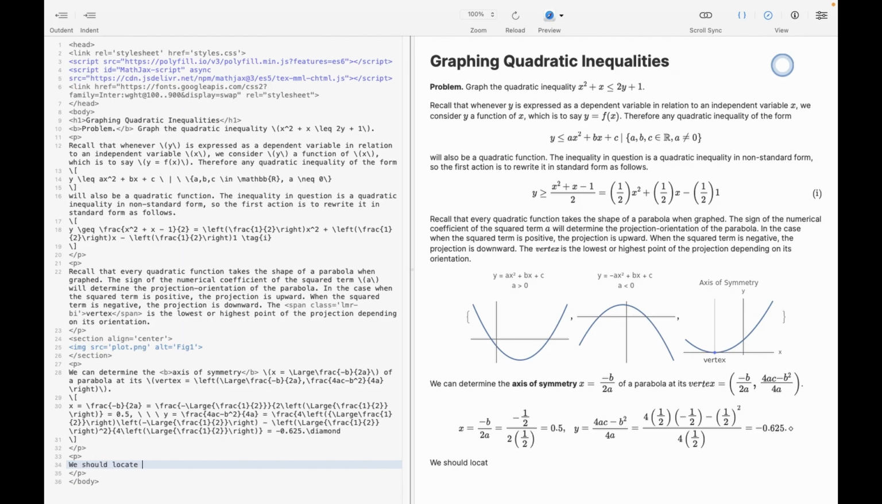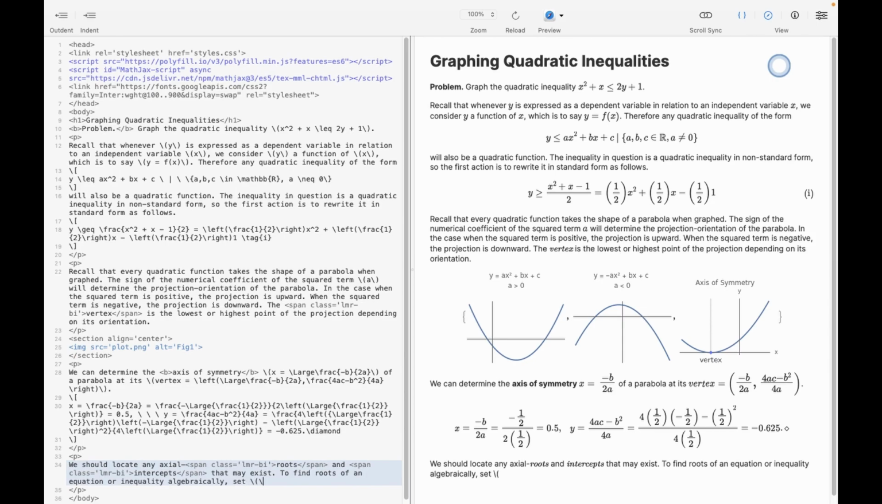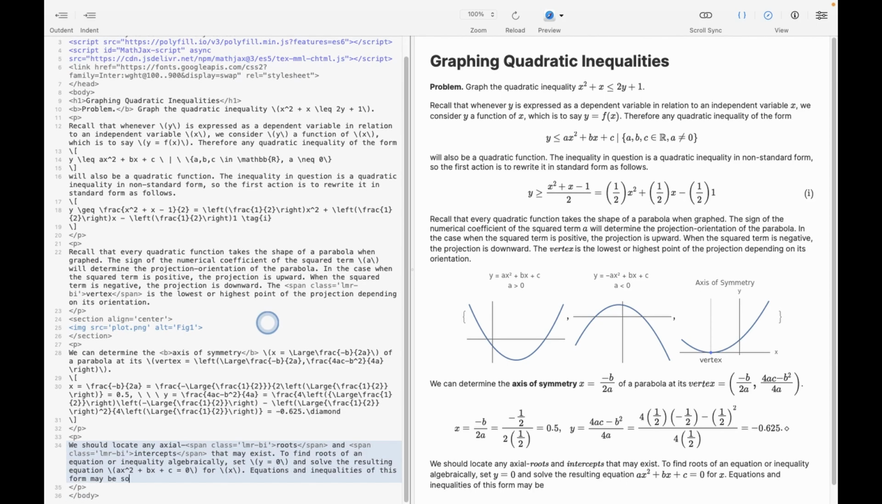Okay, so next we should locate any axial roots and intercepts that may exist. To find roots of an equation or inequality algebraically, set y equal to 0 and solve the resulting equation ax squared plus bx plus c equals 0 for x. Equations and inequalities of this form may be solved in a number of ways. We'll cover 3 of them. 1, by factoring if the trinomial is factorable. 2, by completing the square, and 3, by the quadratic formula.